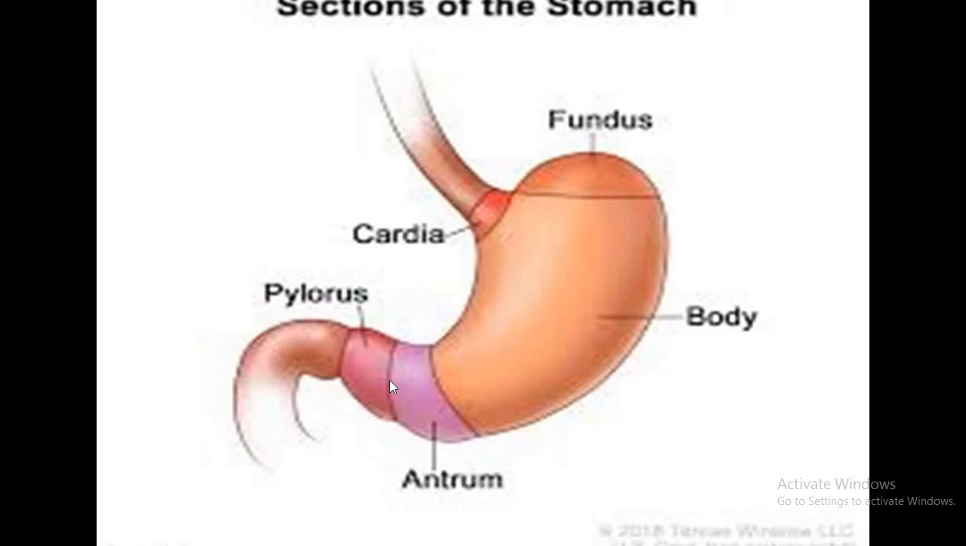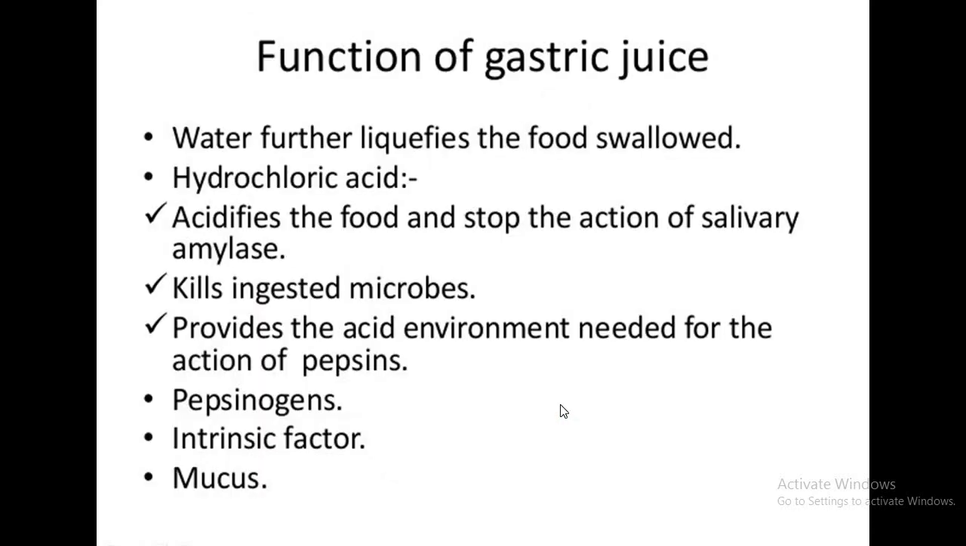In the same manner, the pyloric sphincter will keep the opening closed like a valve to prevent the food passing from the stomach until it is thoroughly churned up. So when the food is thoroughly churned in the stomach, then only the pyloric sphincter will open and the food will pass into the small intestine. So let's see now.